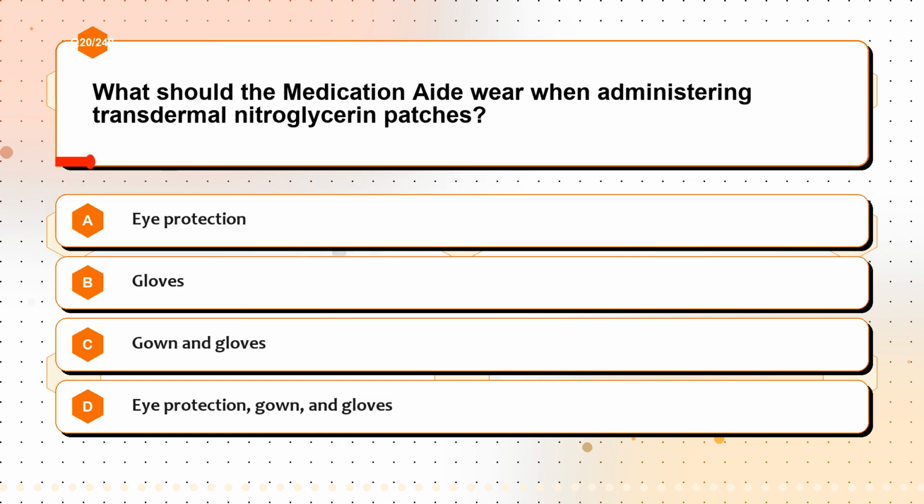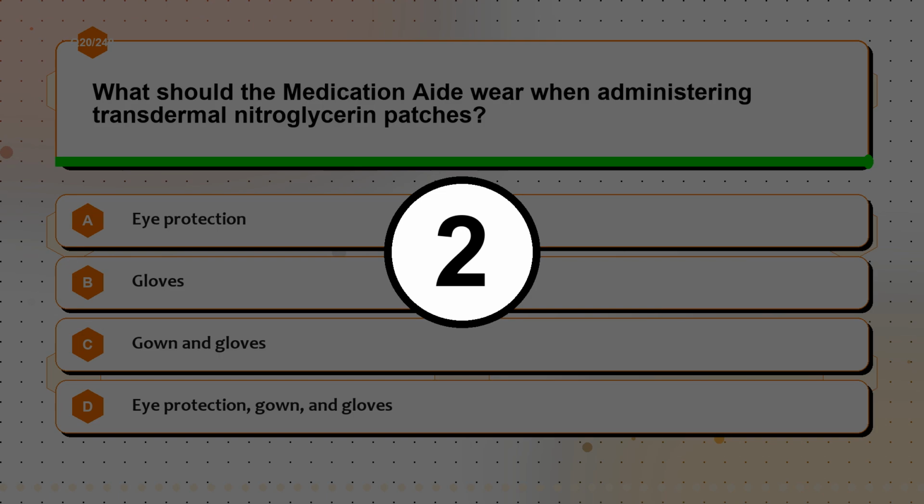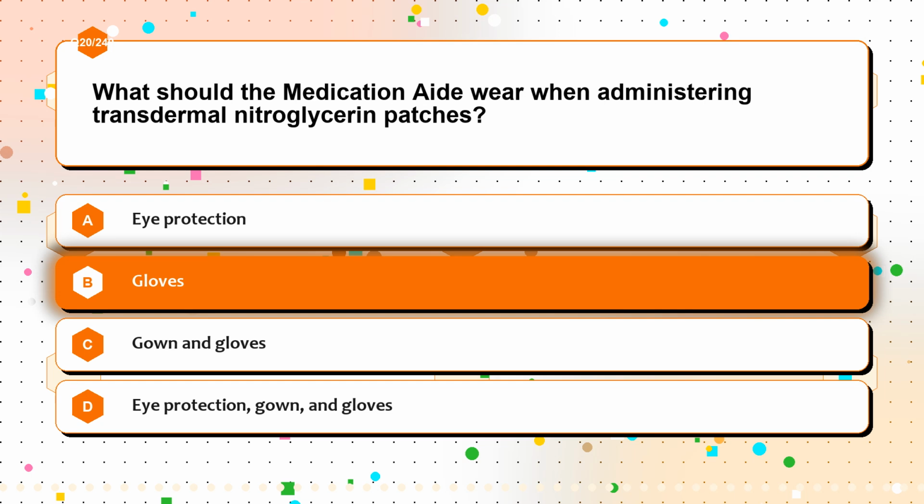Question 20. What should the medication aide wear when administering transdermal nitroglycerin patches? Here are the options. Option A, eye protection. Option B, gloves. Option C, gown and gloves. Option D, eye protection, gown and gloves. The correct answer is option B, gloves.